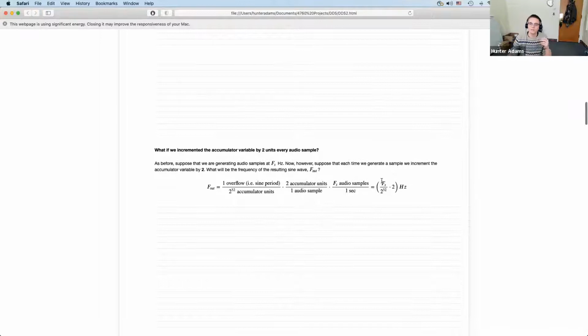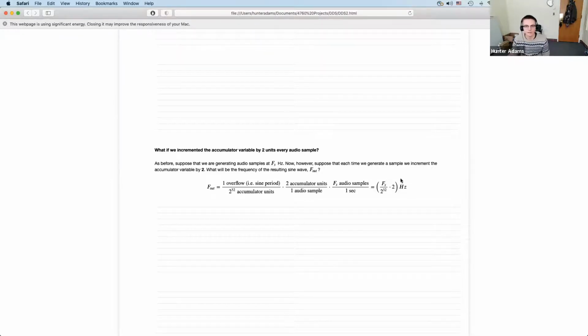What if you were to increment it by 2 units every time you enter the interrupt service routine? Well, this looks basically the same, but as before, we have 1 sine period, one overflow of our accumulator variable every 2 to the 32 accumulator units. Now we're incrementing that accumulator by 2 units every audio sample. We have 2 accumulator units per audio sample. And as before, we have FS audio samples per second, 44,000 in the case of lab 1. So you end up with the same expression multiplied by 2 hertz.